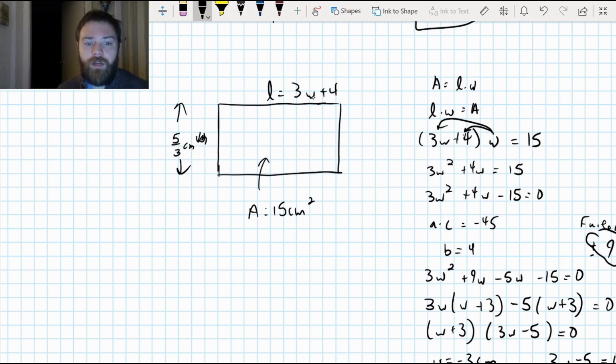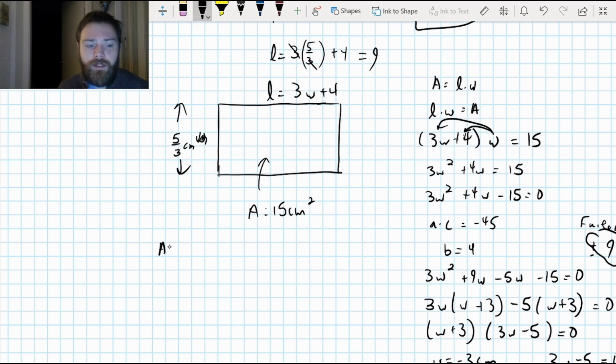And over here, if I plug in 5/3, it didn't ask for the length, but we're going to go ahead and do it just to see what it would be and check our work. So if I plug in 5/3 over here, 3 divided by 3 is 1. So I've got 5 plus 4, right? I'm just using this expression. So I plugged in 5/3 here. The 3's cancel. I'm left with 5 plus 4, which is 9. Okay? So 5/3 times 9.